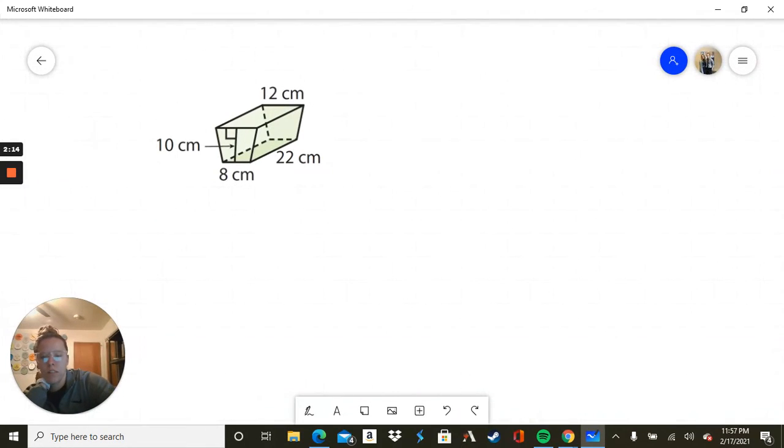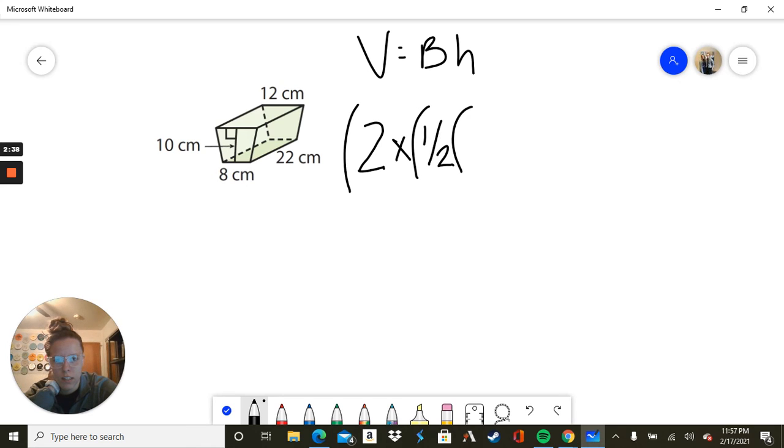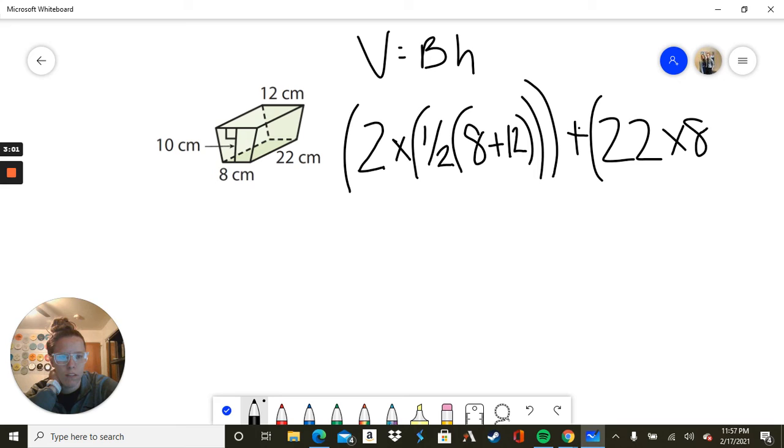Last one of the shapes, a trapezoid. So area of the base times the height. So for the area of a trapezoid, and we actually have to find both bases and the bottom rectangle base, okay? So we're going to take 2 times 1/2 times 8 plus 12. So that's our bases. Okay, so we have as many parentheses because we need to do the 8 plus 12 first, then times half, then times 2, before adding it to 22 times 8. Okay?